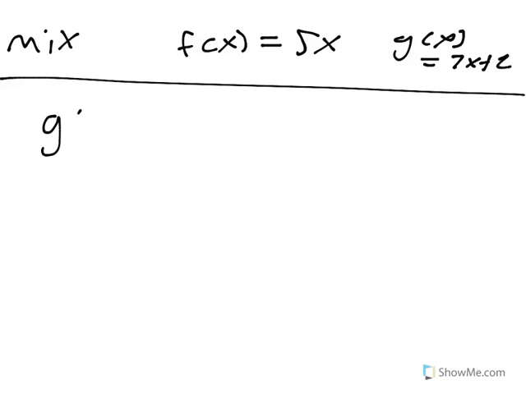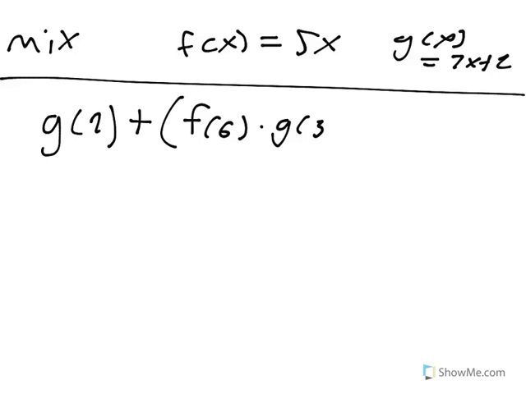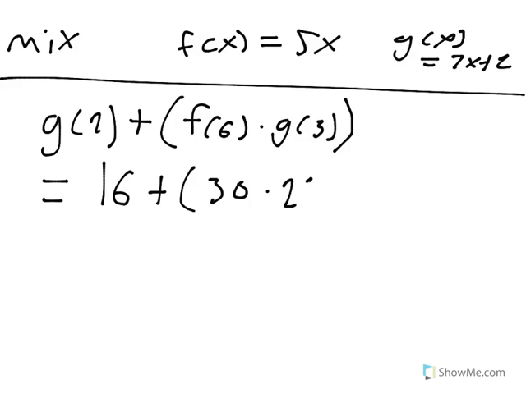For our last example, we're going to do a mix of addition and multiplication. We're going to do g of 2 plus f of 6 times g of 3. You just do the same thing as always. You plug 2 into g of x, 6 into f of x, and 3 into g of x. That gives you 16 plus 30 times 23, which is 706.